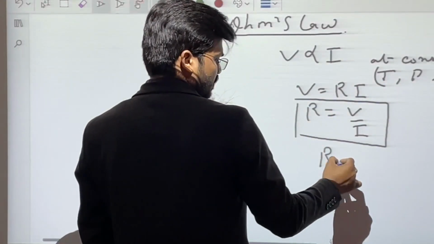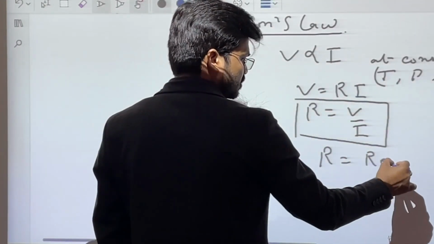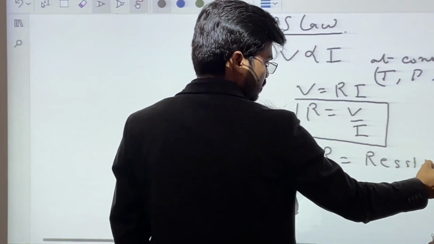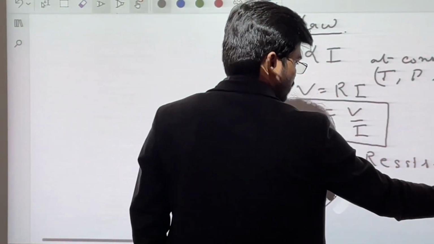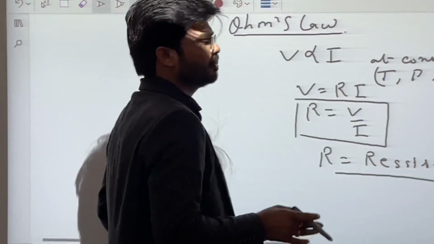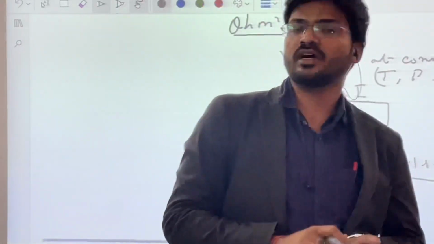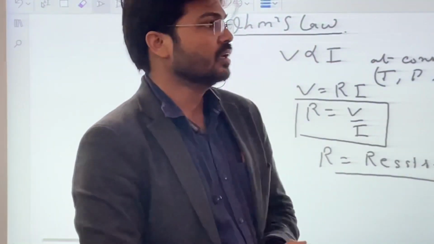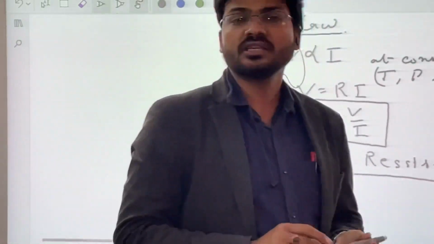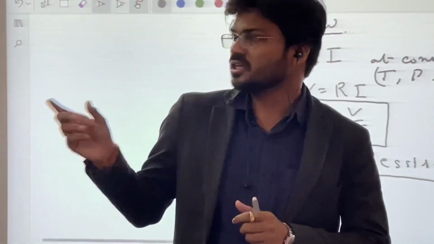R is resistance. What is resistance? Resistance is a property which opposes the flow of current. For example, a regulator. A regulator is a best example of a resistance or resistor.